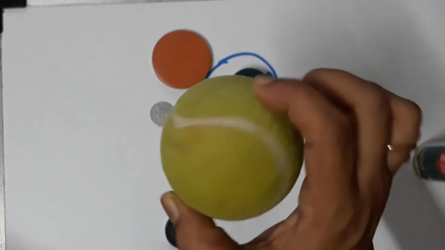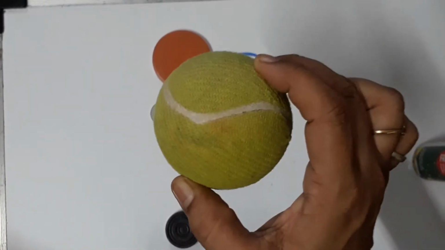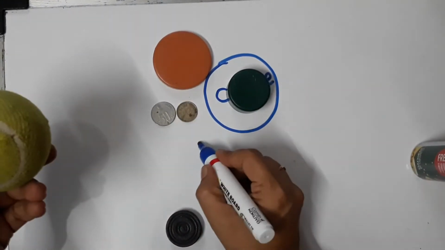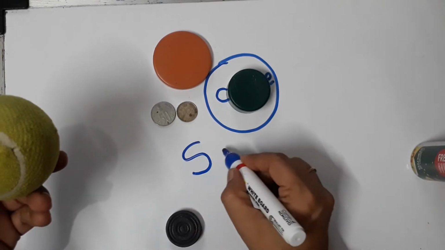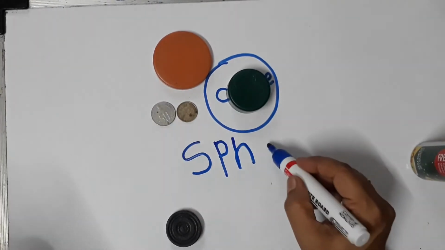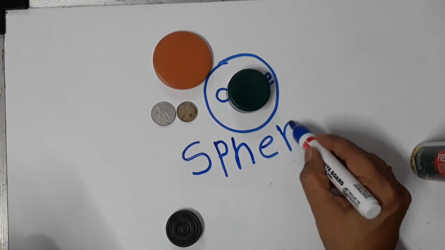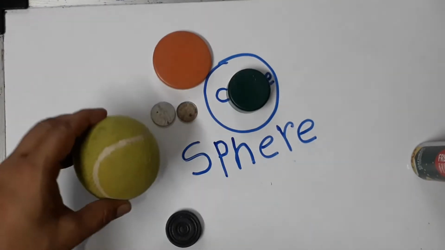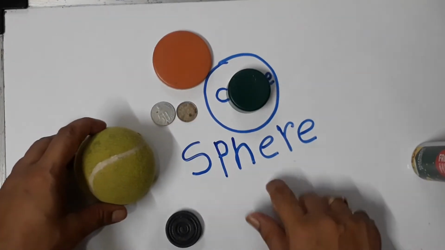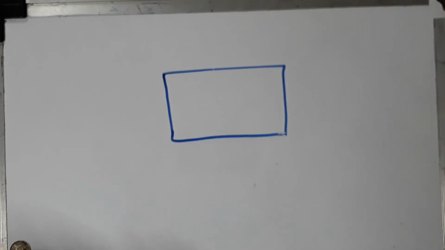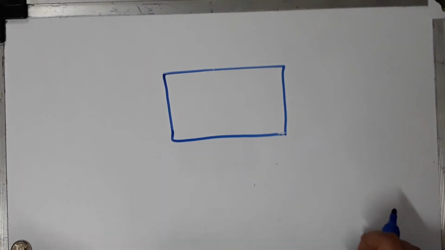Which shape does a ball have? Sphere. Let's write it. S P H E R E, sphere shape. Okay, so is it clear what is a sphere and what is a circle? Now let's identify a new shape.